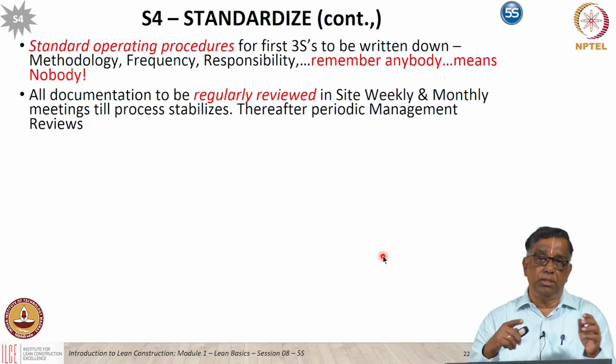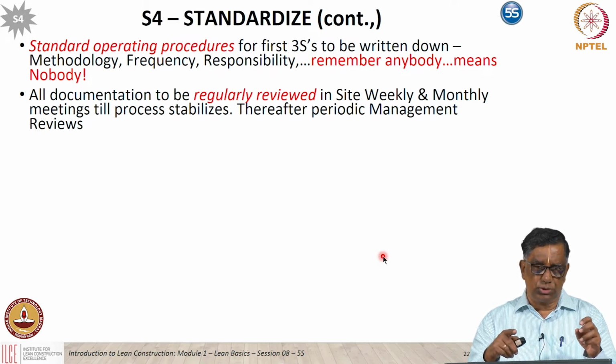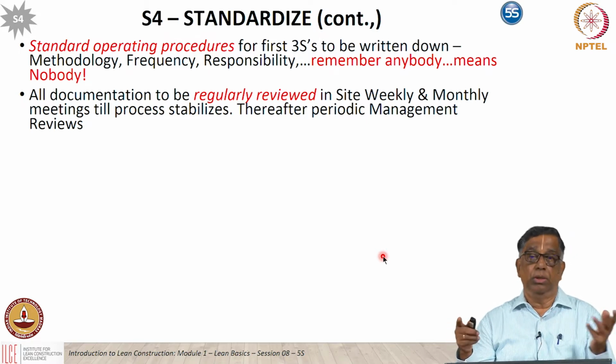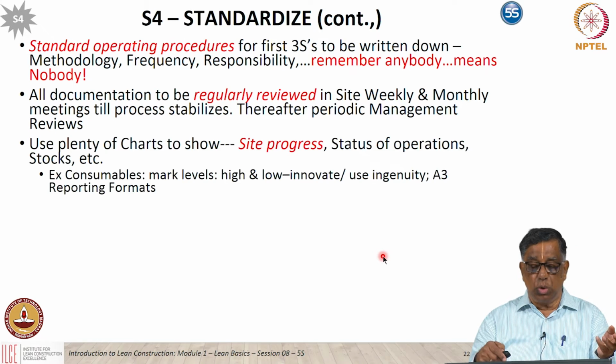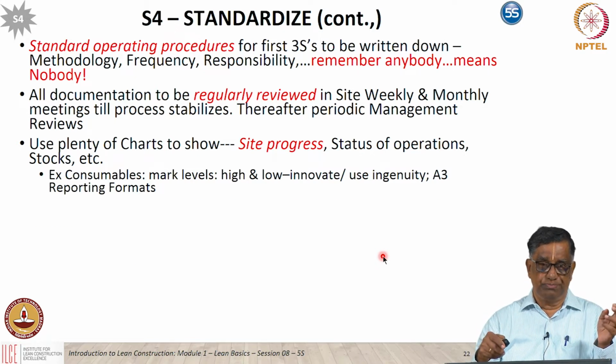So how do we determine the first S, the sort process? What is useful in the near future, middle future, distant future, not required at all, and so on. How do we set in order? How do we shine? So all these have to be properly reviewed and written down, and everybody has to have the same understanding of all these.